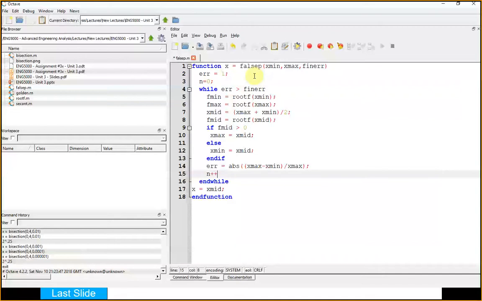Anybody knows what that means? It's in your assignment. Anybody know what that is? N equals n plus 1. Alright. Okay, I don't know, but it should be good in electrical engineering. You should have some good coding experience.